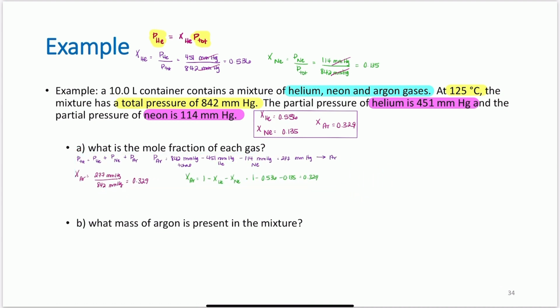Okay. So to answer part B, the first thing I want to do is I'm going to use Dalton's law to determine the partial pressure of argon. Now I did do that right here, but if you had gone this path instead, you would need to do this first.